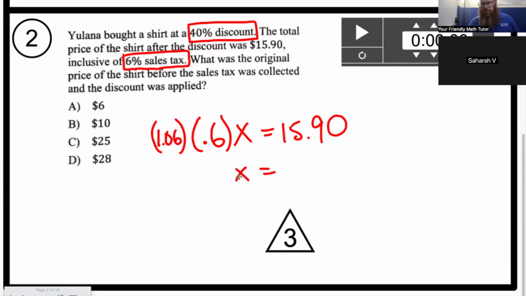So you could do this a bunch of different ways, but I would just, in the calculator, do 15.90 and divide by 0.6, and then take that answer and divide by 1.06. You get X is 25. So the original price of the shirt must have been $25.